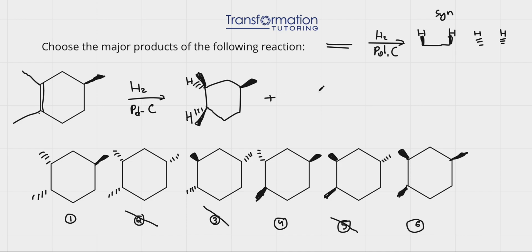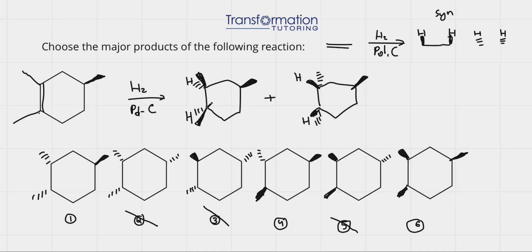There could be another product. What could the other product be? Again, we did not do anything to this carbon, so we'll leave this methyl alone. It's on a wedge. But this is where all the action is taking place, and we can add both hydrogens on the wedge. And that means that both methyl groups will be on a dash, like this.